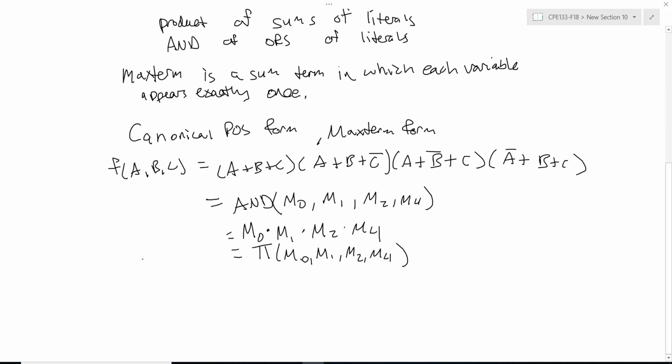If I wanted to put a POS expression in canonical POS form, as an example of that, I would again use Boolean algebra. So I have, say, this POS expression, but I'd like to put it in canonical POS.